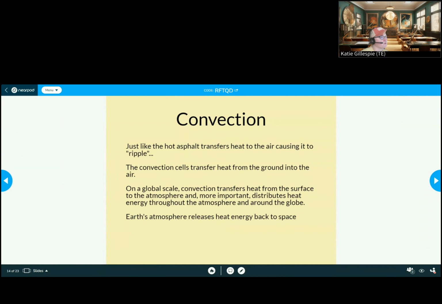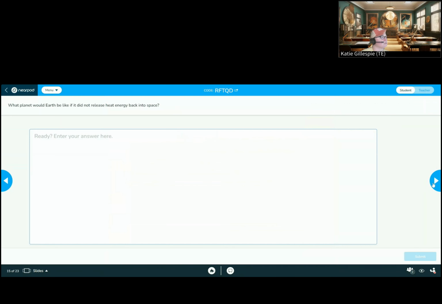Earth's atmosphere does release heat energy, and this is going to be a key concept when we get closer to the end of this lecture today. Earth's atmosphere does release heat energy back into space as well, so it doesn't hold it all, right?